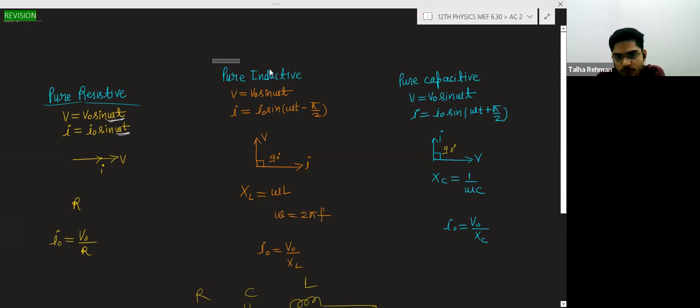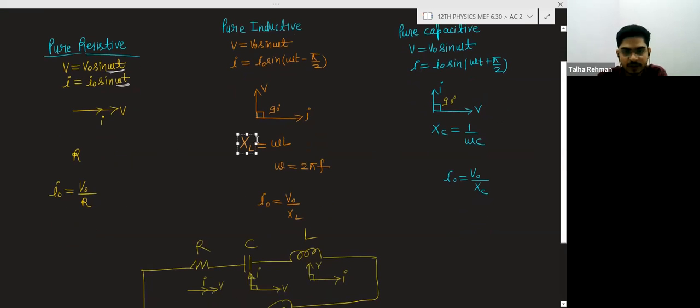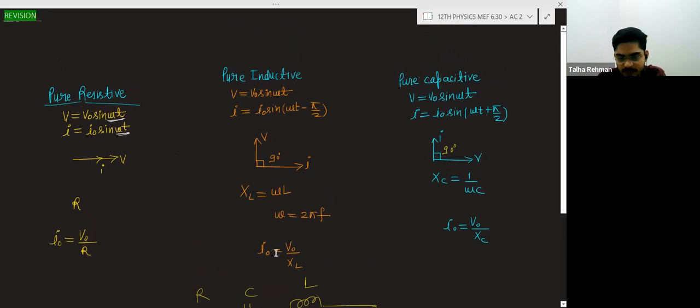In a pure inductive circuit, if you want to calculate the peak value of the current, inductive reactance is just like the resistance in an inductive circuit, and its unit is also the ohm, like resistance. So in a purely inductive circuit, if you want to find the current, current is equal to voltage divided by the resistance. So the peak current in the purely inductive circuit is equal to V naught divided by XL. XL you can say is a type of resistance, the inductive reactance.